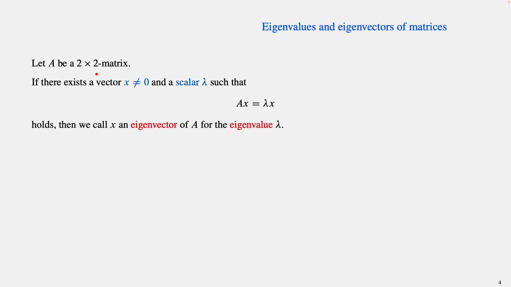If we're given a 2 by 2 matrix, A, and there exists a non-zero vector x and some scalar lambda such that A times x is lambda times x, so just a multiple of x, then we call x an eigenvector of A for the eigenvalue lambda. Now, x is non-zero in this definition, and you can think about why it is important that we require x to be non-zero. I will let you figure out yourself why it wouldn't make sense to allow x equal to 0.